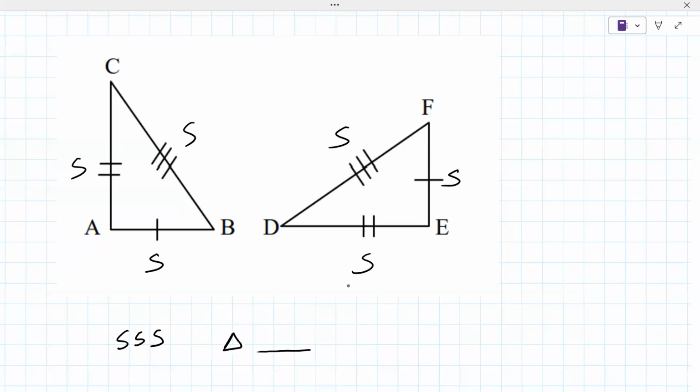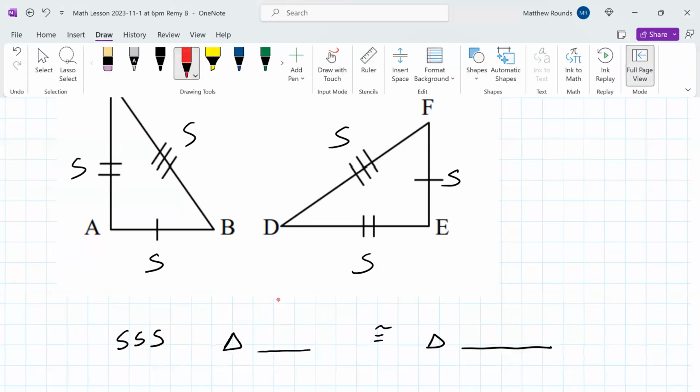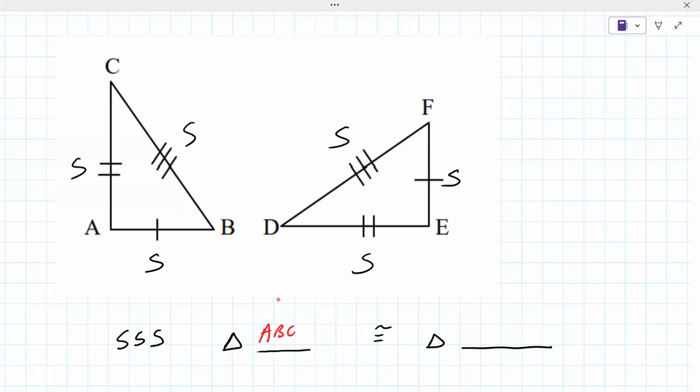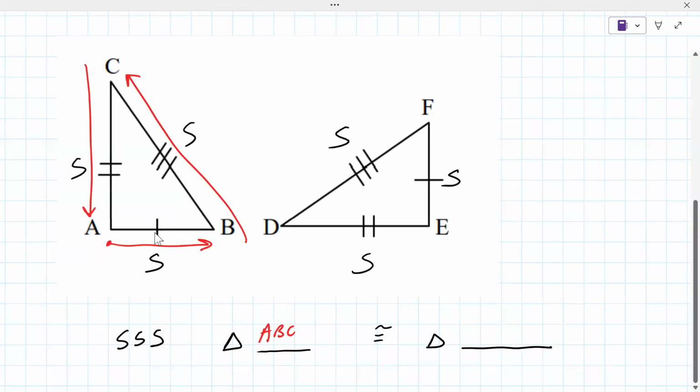Triangle blank is congruent to triangle blank. And it's a path. Let's just say you say A, B, C, which is fine. What you're saying is start at A, go to B, then go to C, then come back to A. You're starting between the single and the double.